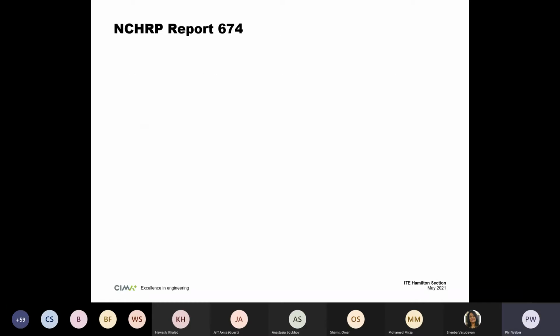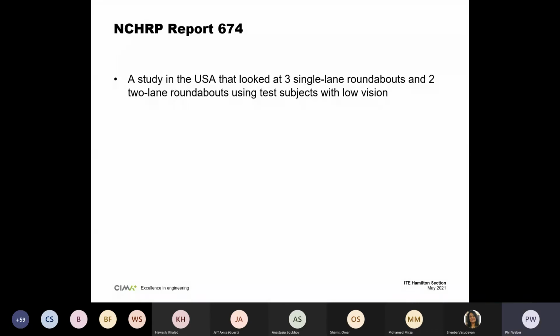There was a report done in the US, a number of years ago now, called NCHRP Report 674. It's a study that looked at 3 single-lane roundabouts and 2 two-lane roundabouts. Not a big sample, some of these reports are like that. It used test subjects with low vision, so they were basically thrust onto the roadway at these roundabouts, and they had to determine for themselves when it was their turn to cross. Of course, they had people with them to pull them back onto the side of the road if it wasn't the right time to cross.